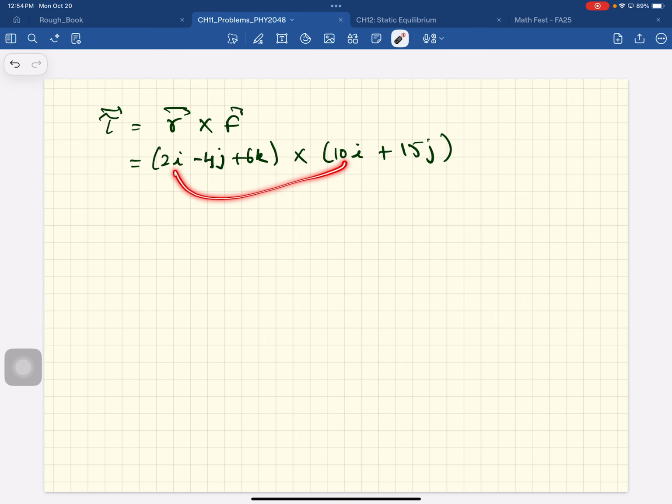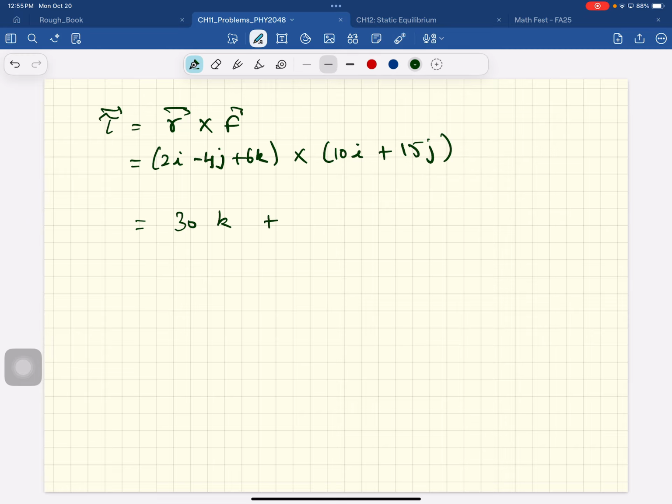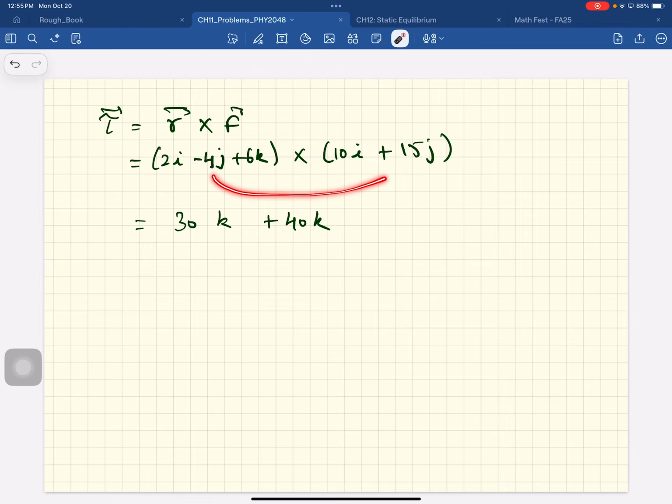I cross I is 0, I cross J is K, that's 30K. And J cross I is minus K, but there's a minus here, so that's plus 40K. And then J cross J is 0.